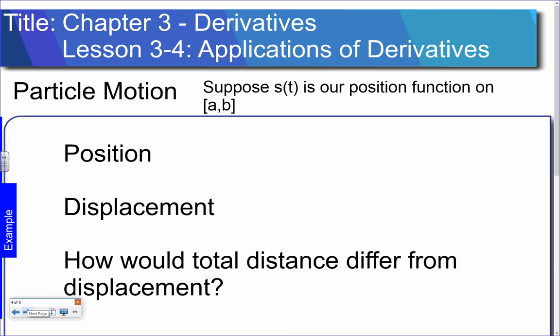So suppose, this particle motion we're going to summarize here, but suppose we have s of t as our position function on a closed interval a to b. Position would simply be s of some value t here. So position is just s of t. You're usually given a function. Displacement is final position minus initial position.